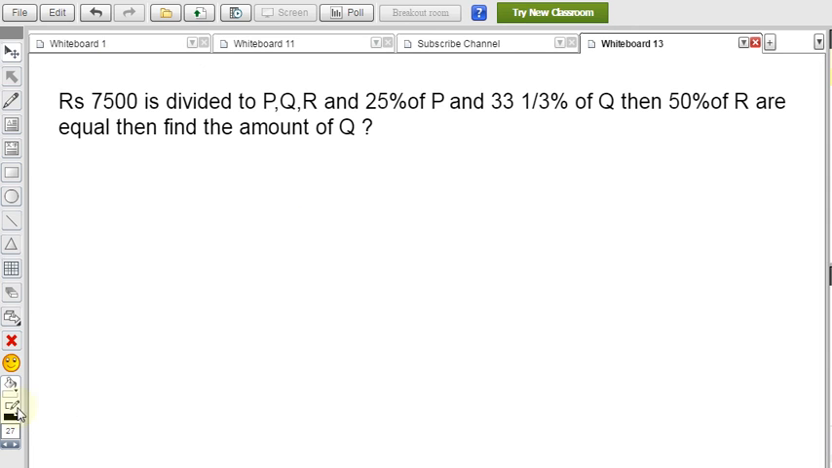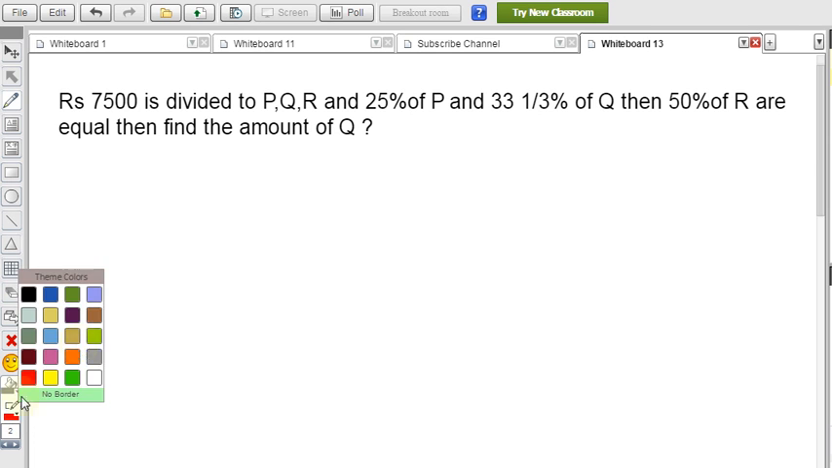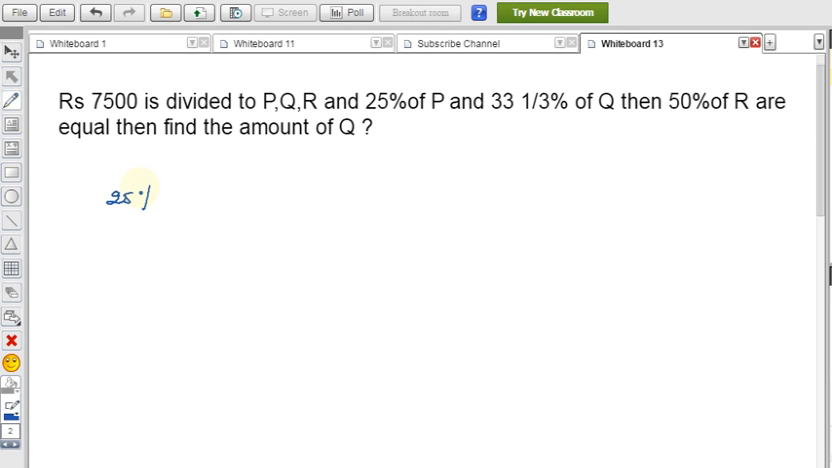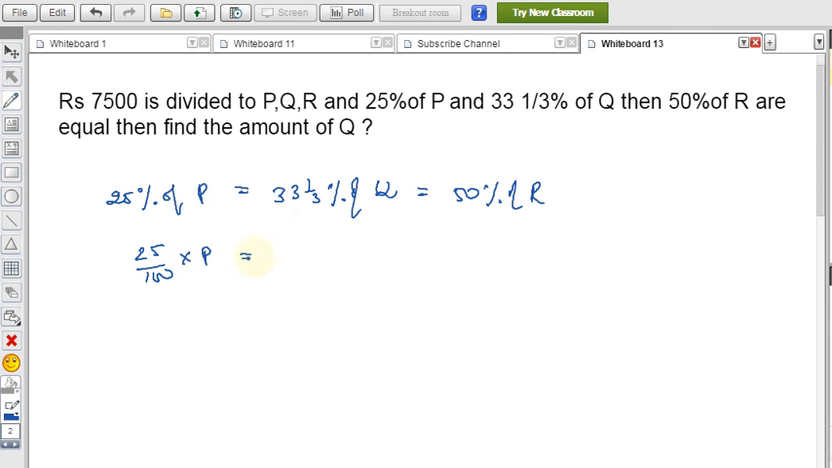Okay, let us see this. 7500 is divided into P, Q, R and the condition is 25% of P. So directly take the conditions easily. 25% of P is equal to 33 1/3% of Q is equal to 50% of R. Once you get the ratios, the problem is easy. Convert into fractions. 25/100 into P, 33 1/3 is 100 by 3 percentage, so 1/3 into 1/100 into Q, 50/100 into R. If you remove the percentage, you just divide by 100.